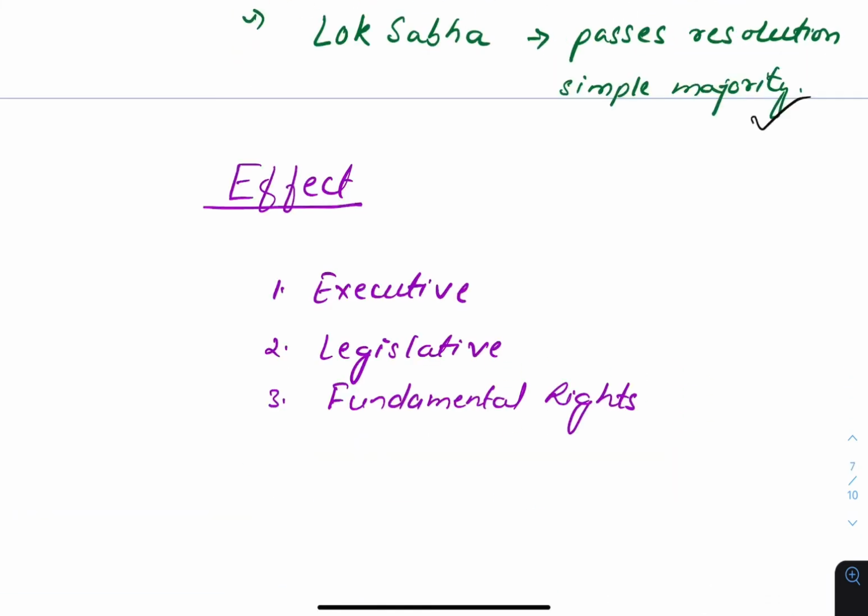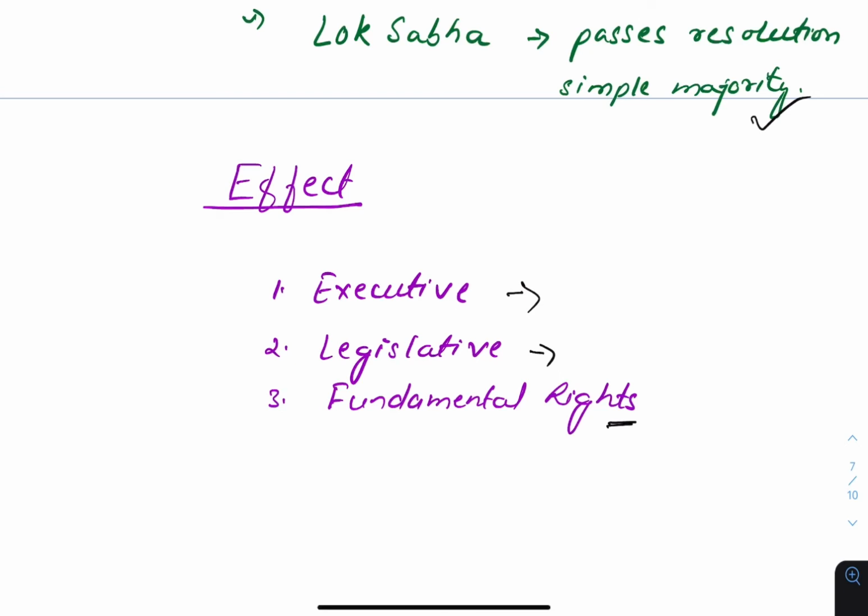What are the effects? On three different aspects. First, executive. The center acquires all the power if there is national emergency. The legislative powers of the state are not suspended, but the center can reserve the bills for the reconsideration of the President. If any bill is passed by a state legislature, the center can reserve that bill. And the President can also modify the constitutional distribution of revenues between the center and the state when there is a national emergency.